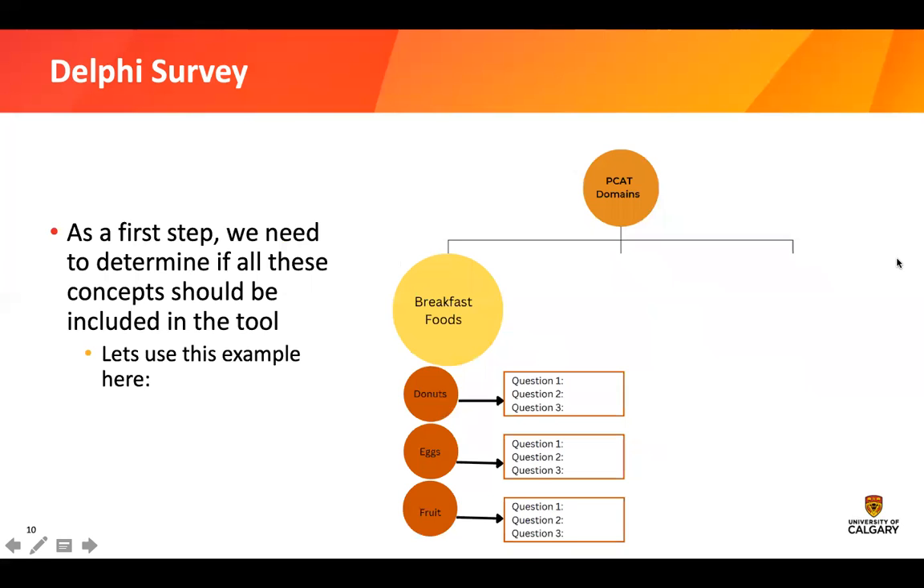So as a first step, we really need to determine if all of the concepts should be included in the tool. Here's an example. If we're looking at a domain of breakfast foods, the 3 concepts in breakfast foods could be donuts, eggs, and fruit. And each of these concepts have several different questions within them. For example, we could be asking what type of donuts, how we like our eggs, and what type of fruits should be included.